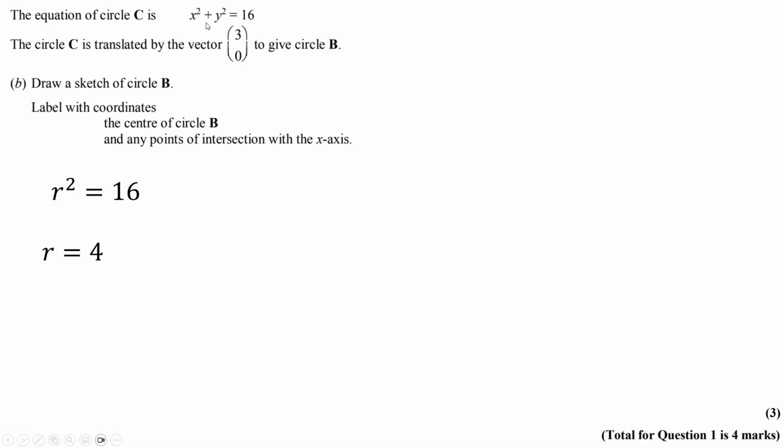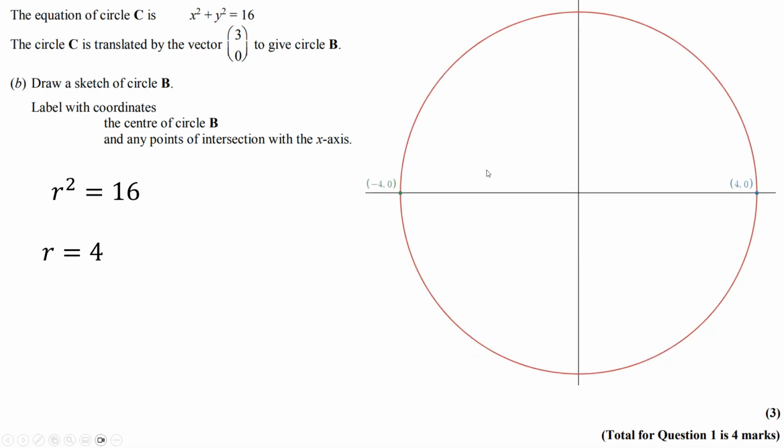In this form here, the center is 0, 0. So whenever it's x squared plus y squared equals something, the center is always 0, 0. So if we draw it like this, with a radius of 4, it goes 4 to the right, 4 to the left, from 0, 0. And we also have to label 0, 0 here. You don't need to label anything on the y-axis because the question doesn't want that. So that's circle C, not circle B.